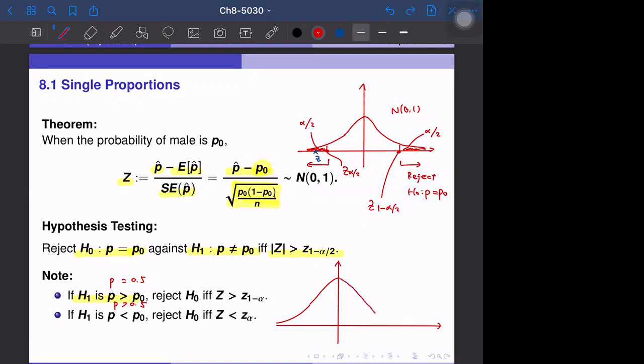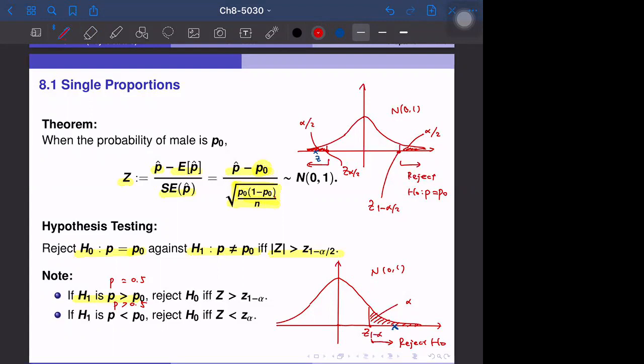If this is the normal 0, 1 distribution and the one-sided test, then we have a slightly larger area. This is the area of alpha, and we reject the null hypothesis only if the z value is larger than this threshold, z sub 1 minus alpha. That is the point at which the probability above that point is equal to alpha. So this is the rejection region.